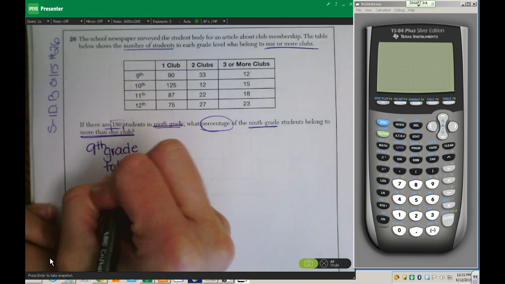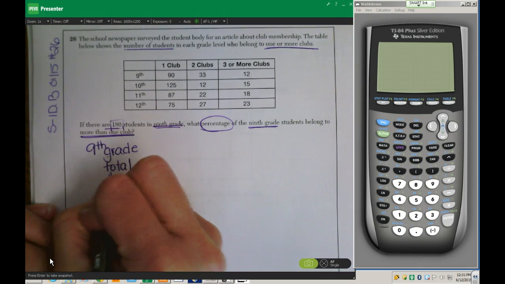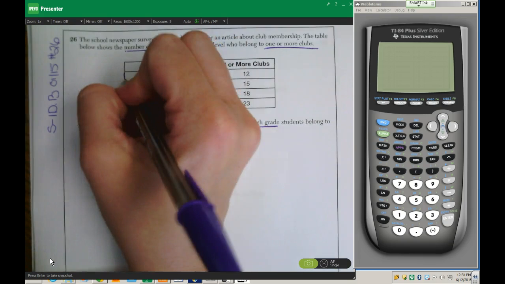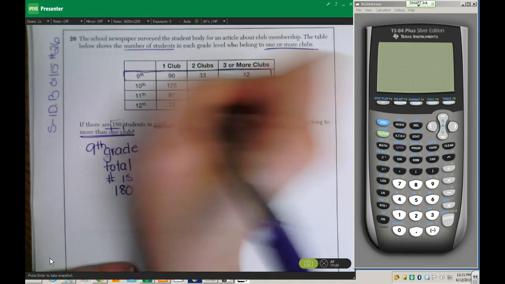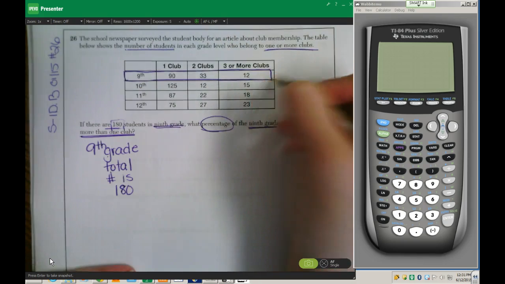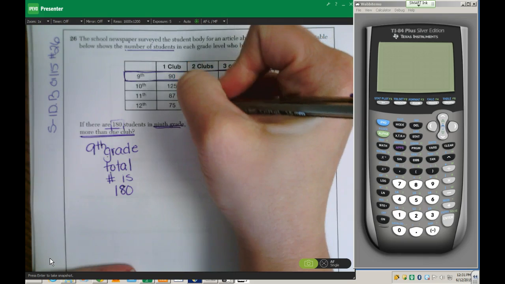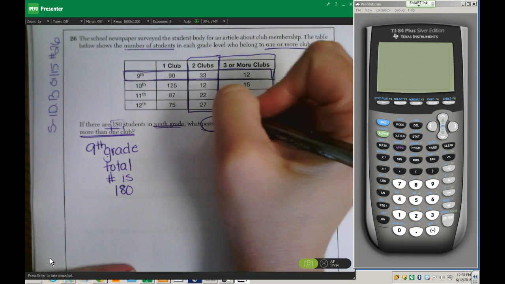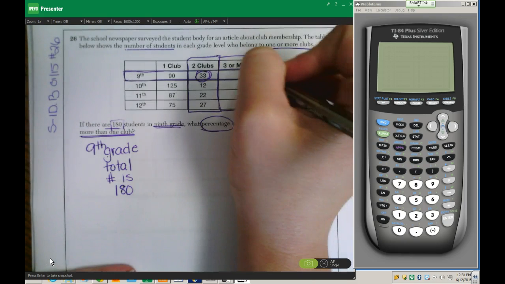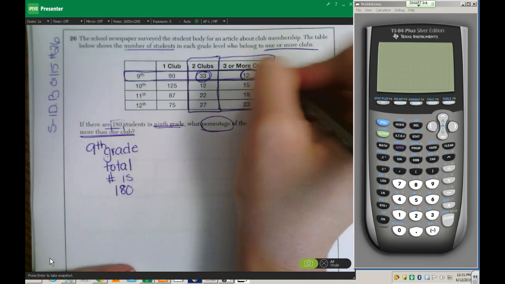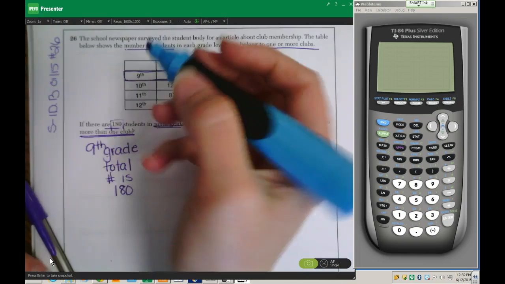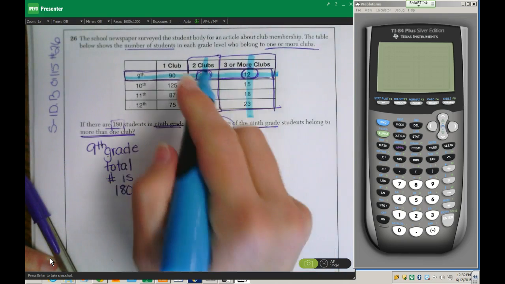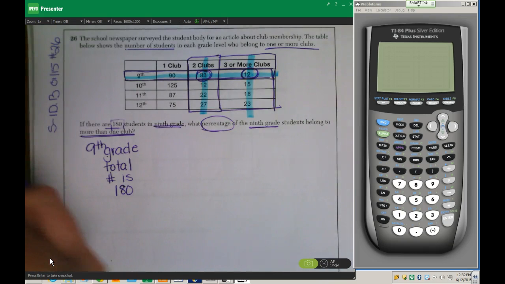Okay, so we know that 9th grade students, the total number is 180. So here's our 9th grade students. And it wants to know the percent that are in more than one club, which means they could be in 2 clubs, or they could be in 3 clubs, because that would be more than one. So the numbers we care about are 33 and 12, because that's where these intersect. Let me just show you with the highlighter. Here's our 9th grade. Here's our 2 clubs and our 3 clubs. And see how these cross here? That's where we get our 33 and 12.